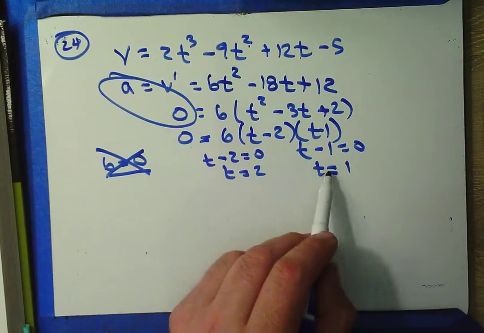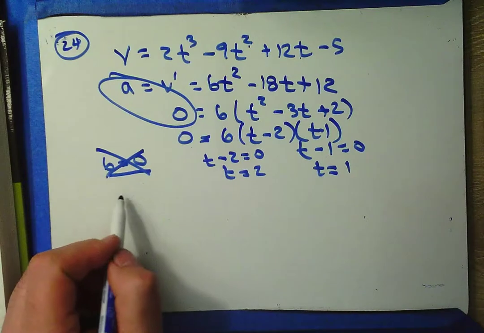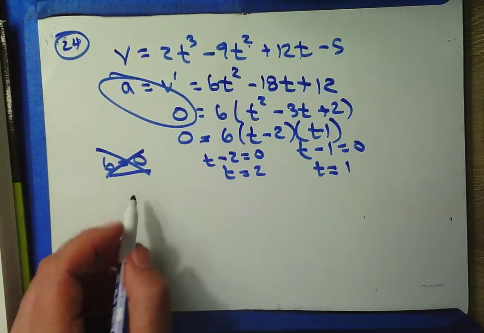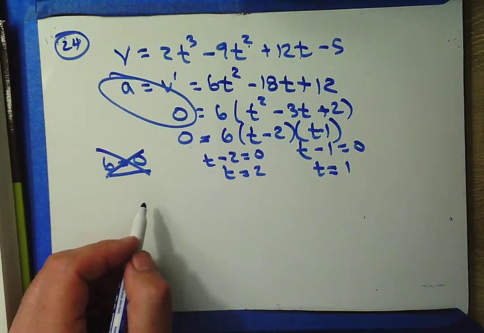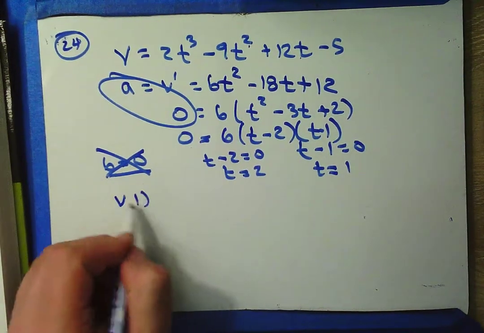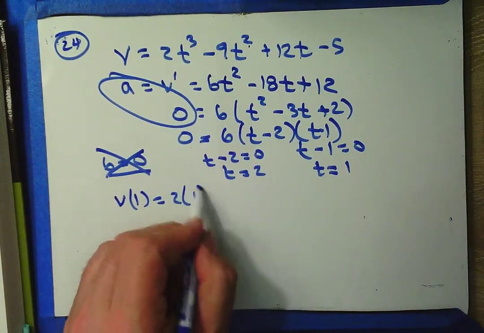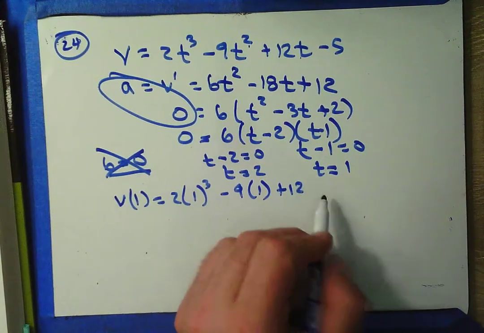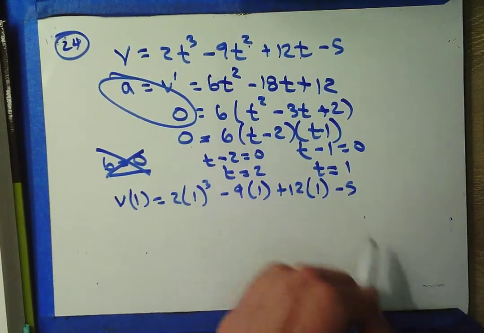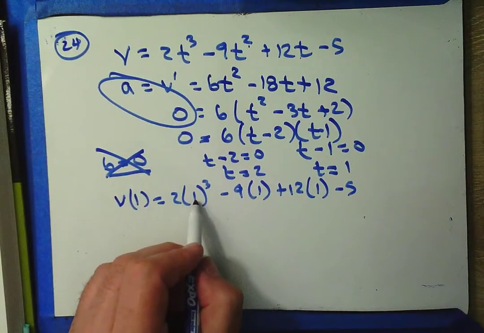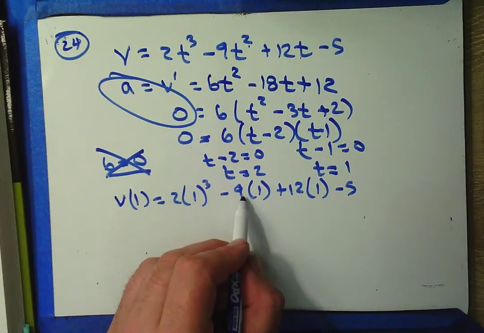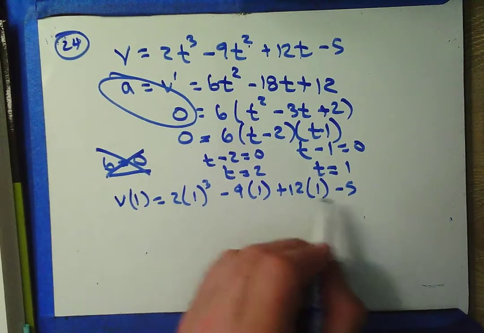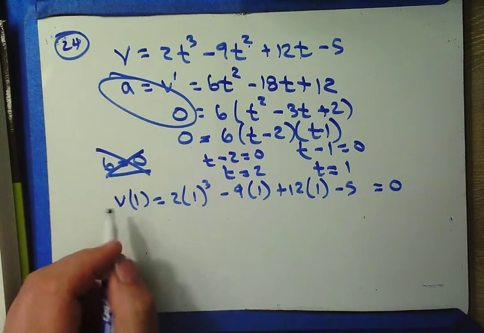Okay, so let's plug these values into velocity. I know we're not looking for velocity at time 1 and time 2. We're looking for speed, but remember, speed is the absolute value of velocity. So v of 1 will be 2 times 1 to the third minus 9 times 1 plus 12 times 1 minus 5. And I get 2 minus 9 is negative 7. Negative 7 plus 12 is 5 minus 5 is 0.